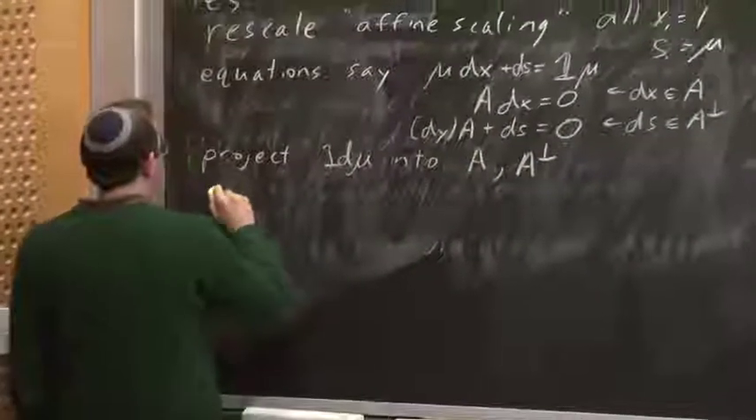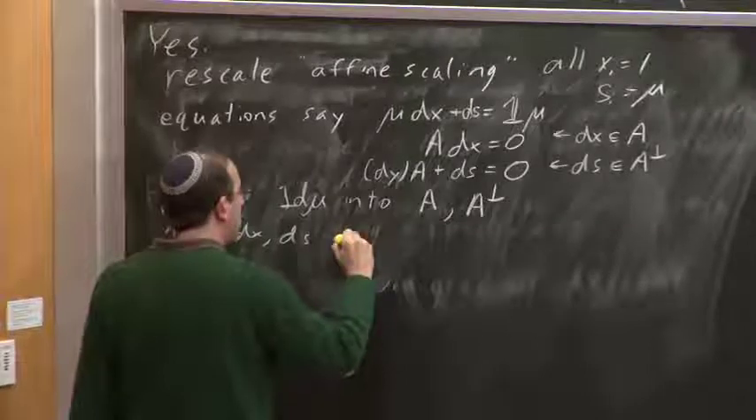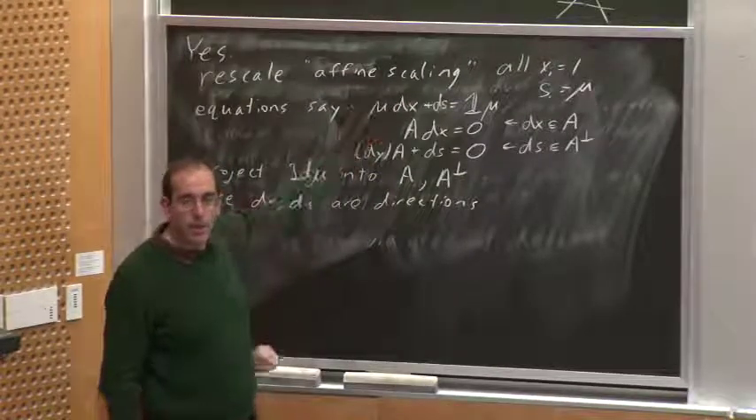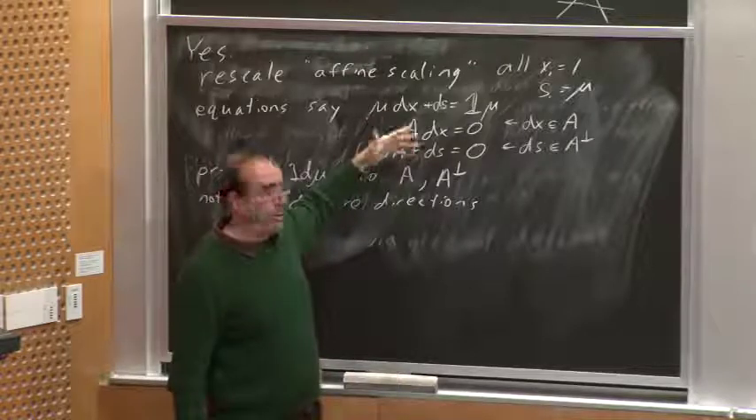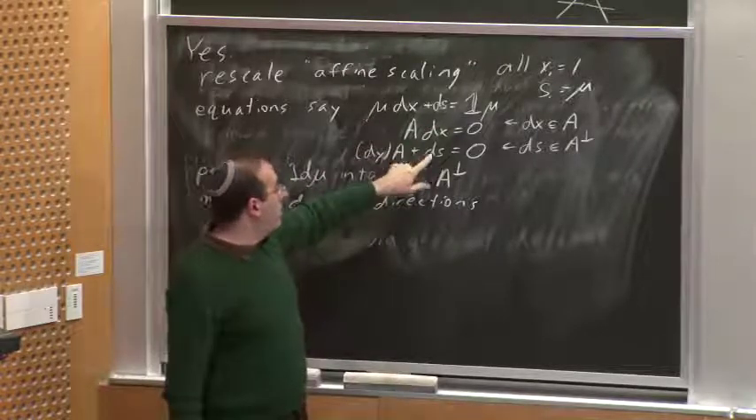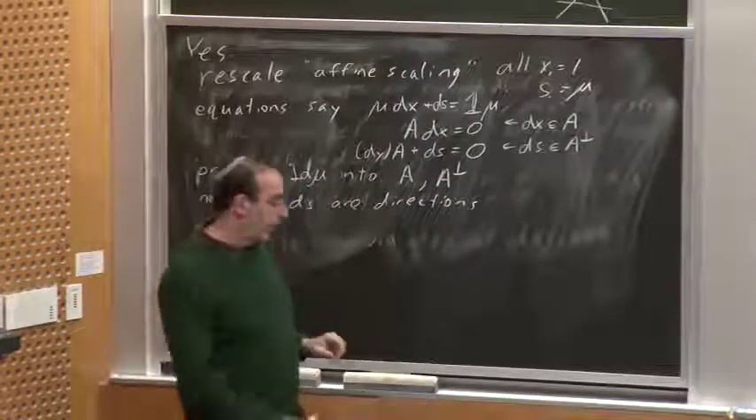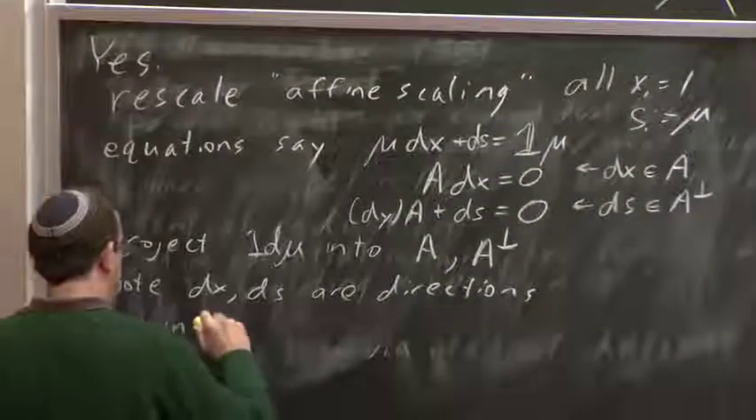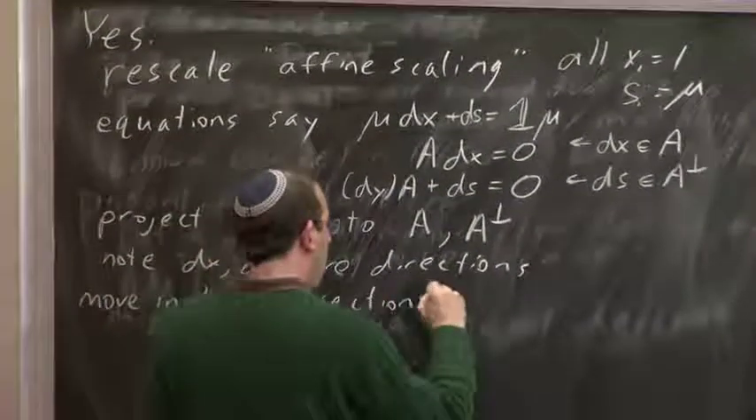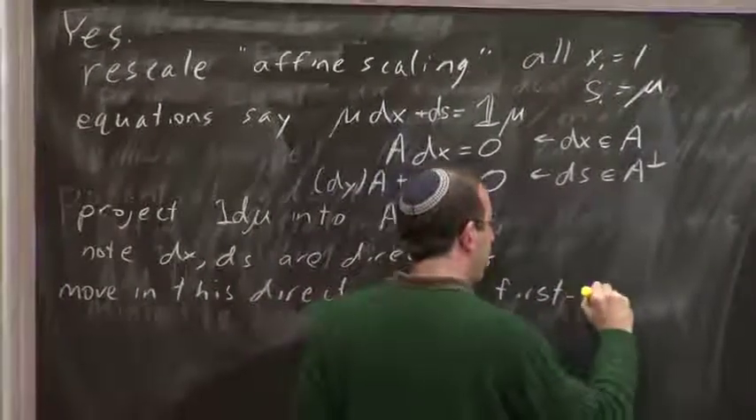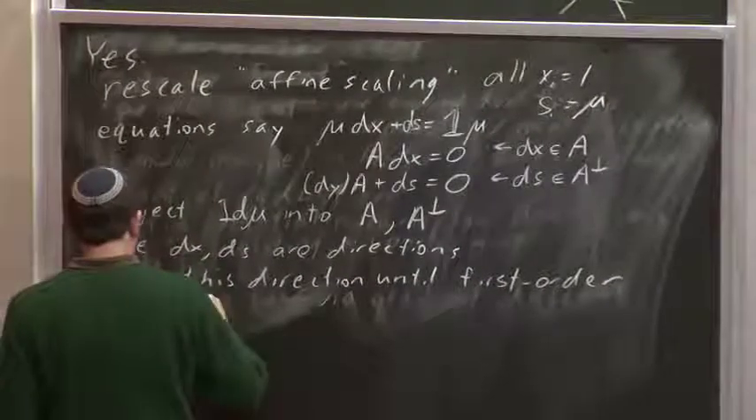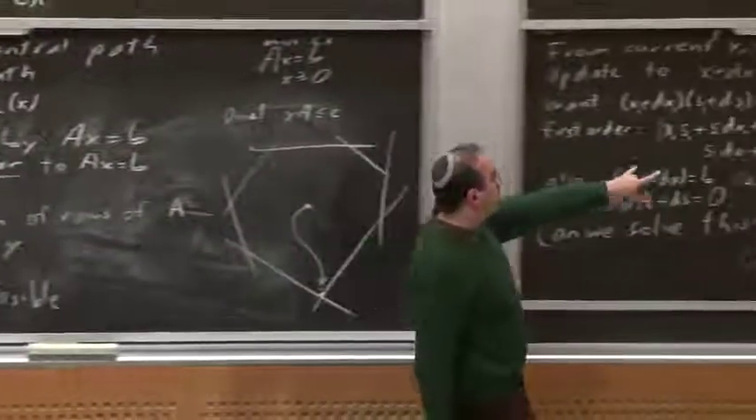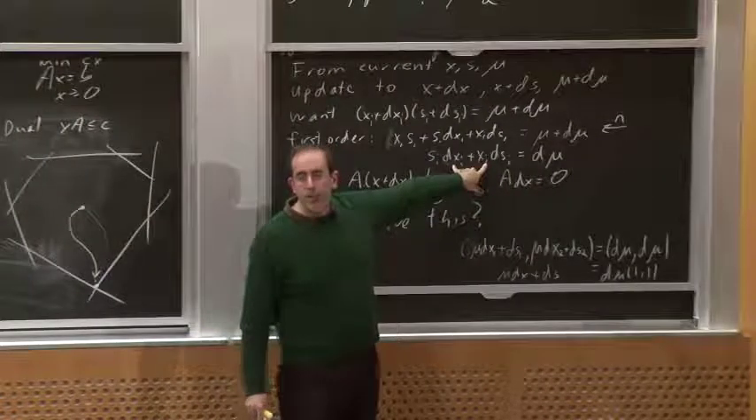Notice that what we've done over here, we really did find directions. dx and ds are directions. We can rescale them however we like, and it still satisfies this. We still have this orthogonal decomposition. Obviously, when we rescale dx and ds, we also rescale d mu. Okay. And so now that we have this direction, we're going to move in this direction until the first order approximation breaks. So there's some distance over which this is a good approximation to the change in the product. We'll move that far. Okay?